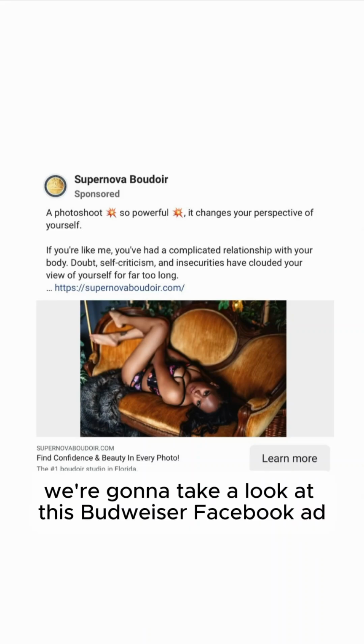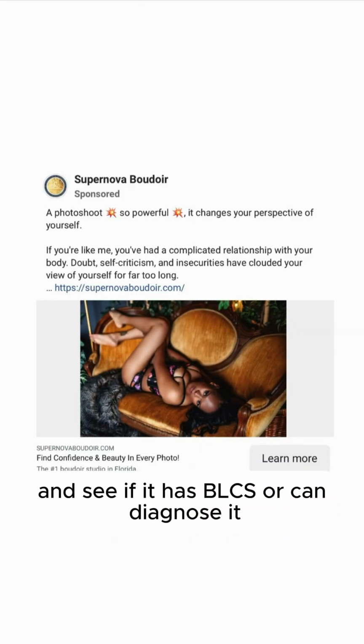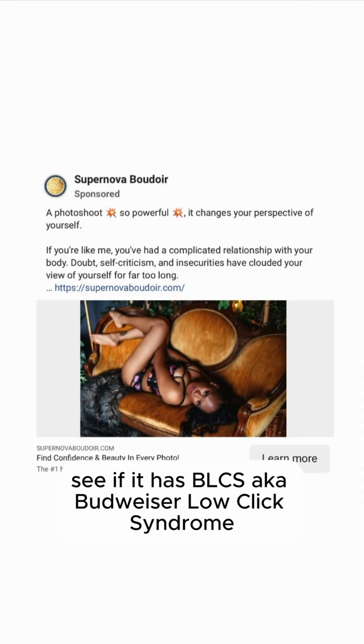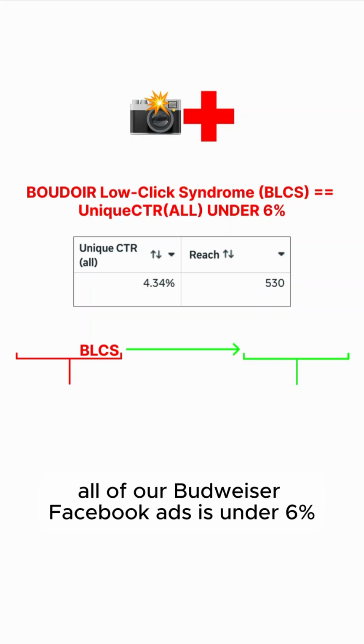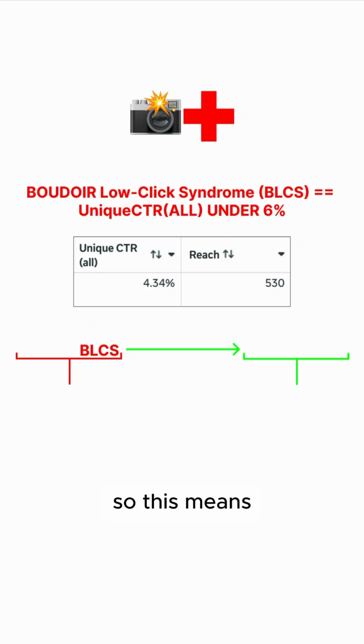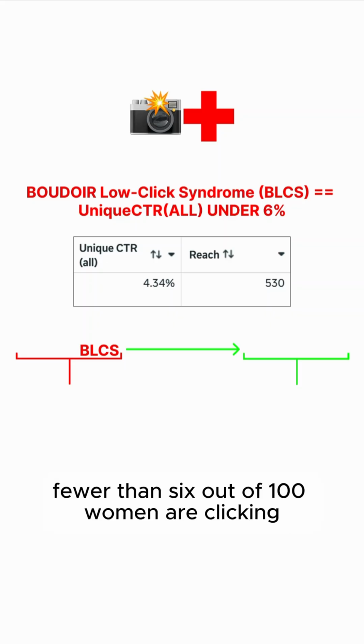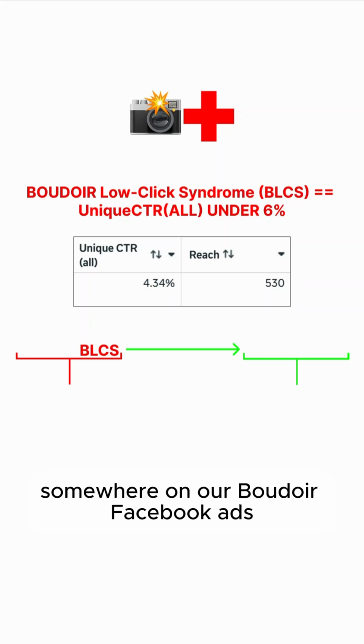All right, y'all, we're going to take a look at this Boudoir Facebook ad and diagnose it, see if it has BLCS, aka Boudoir low click syndrome. BLCS is when the unique CTR of all our Boudoir Facebook ads is under 6%. This means fewer than 6 out of 100 women are clicking somewhere on our Boudoir Facebook ads.